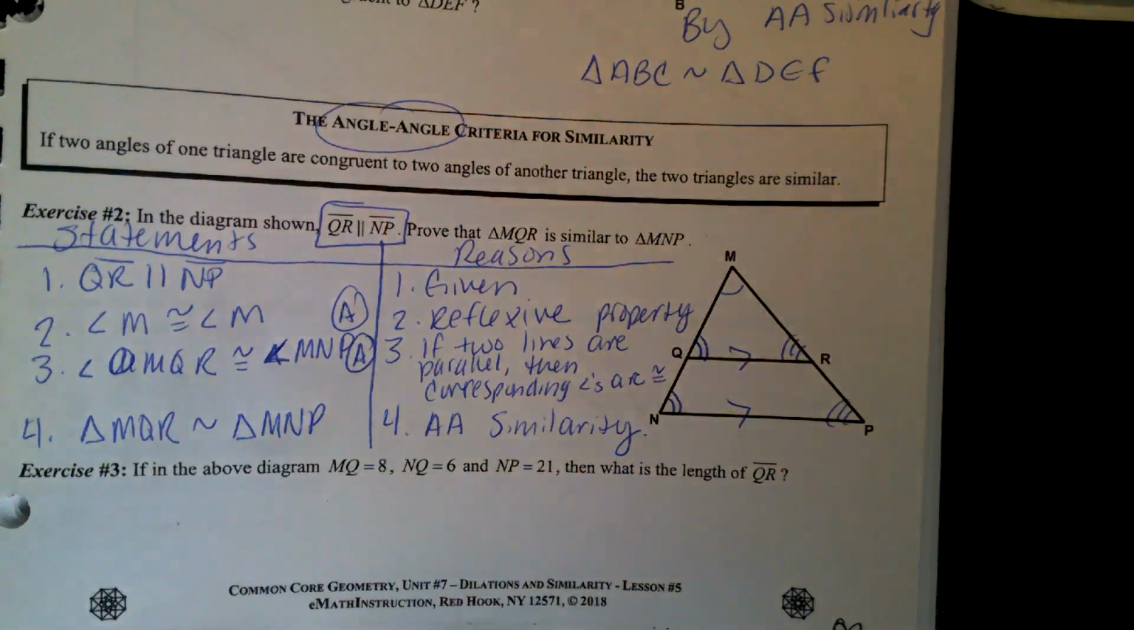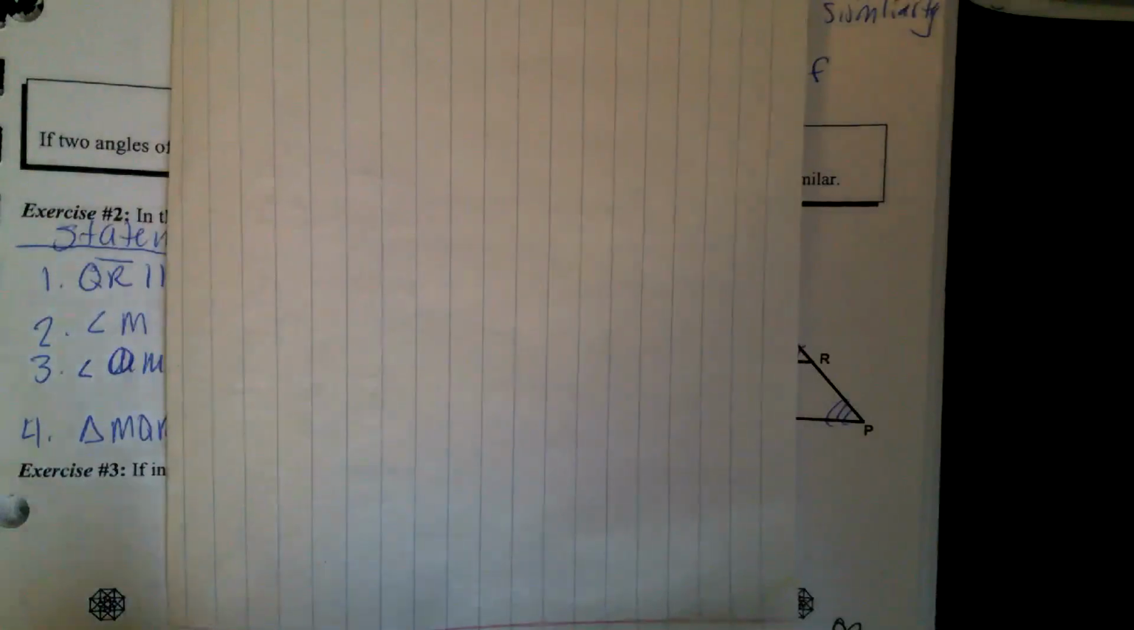And for that, we are done our proof. We prove that these two triangles are similar. All right, so let's take a look at exercise 3. If in the above diagram, MQ is 8, NQ is 6, and NP is 21, then what is the length of QR? I am going to draw this out.